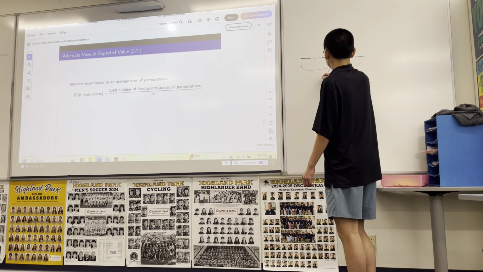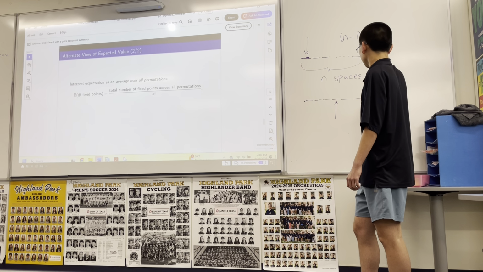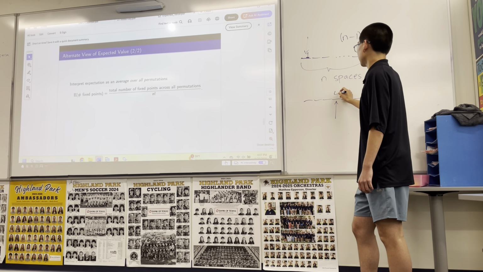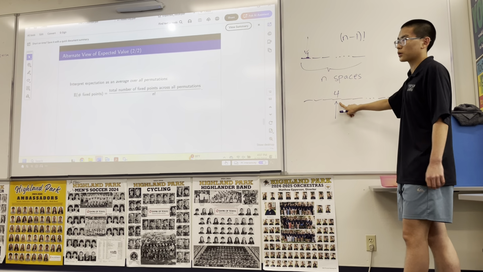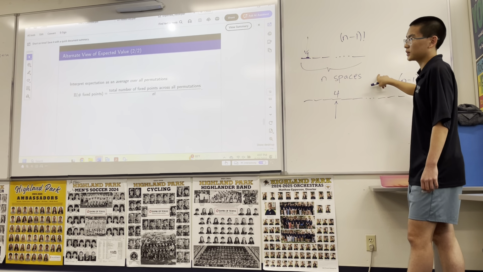Because you have to put 1 here, but the other ones can be distributed in however you want. N minus 1 factorial ways. So no matter which cell I fix as a fixed point, so like if I force this to be a fixed point, then it has to be 4. But the other ones still can always be distributed in n minus 1 factorial ways.